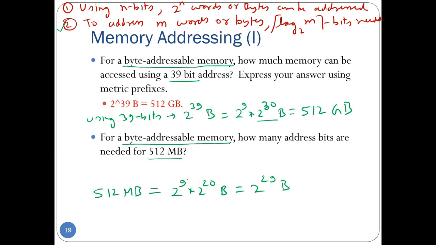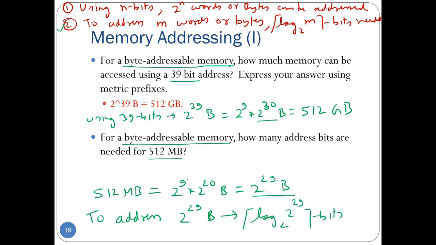So to address 2 to the power 29 bytes, we basically need the ceiling of log to base 2 of 2 to the power 29 bits, right? So to address 2 to the power 29 bytes, the ceiling of log to base 2 of 2 to the power 29 bits are needed. So which is basically 29 bits.